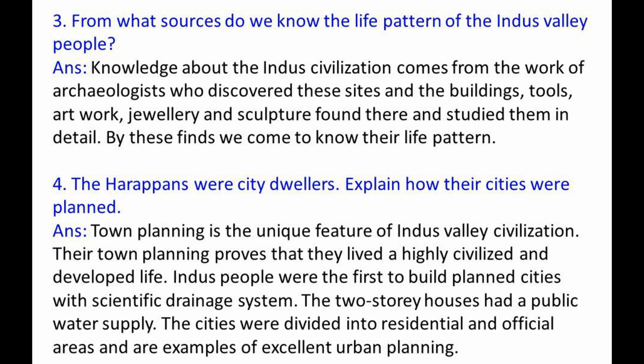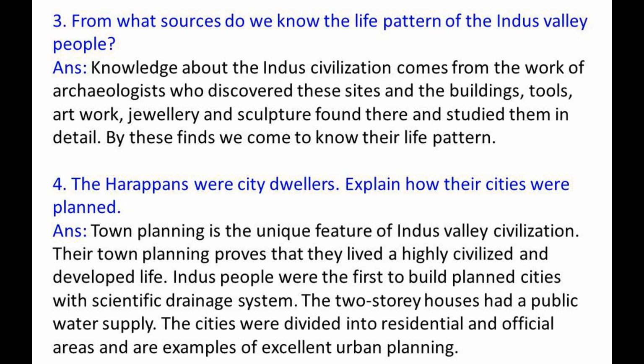Question 3. From what sources do we know the life pattern of the Indus Valley people? Answer. Knowledge about the Indus civilization comes from the work of archaeologists who discovered these sites and the buildings, tools, artwork, jewelry and sculpture found there and studied them in detail. By these finds, we come to know their life pattern.